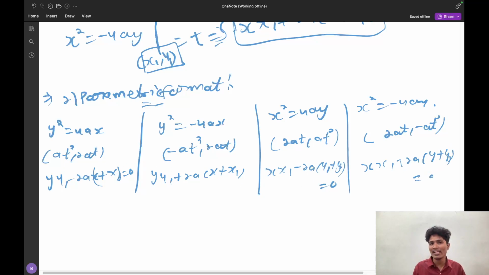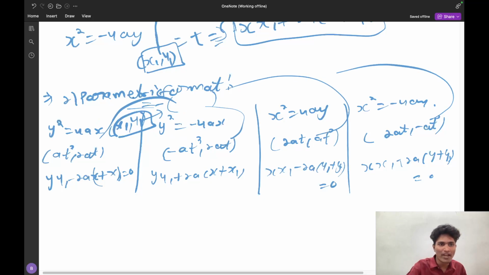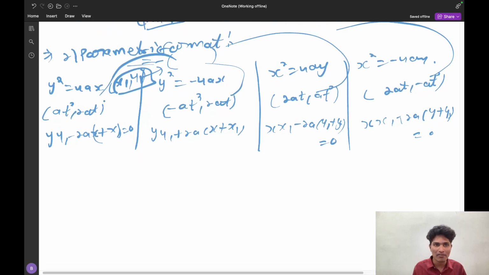But why did I write them here in the parametric form? Because there is only this change, that is x1 comma y1 is replaced now with the parametric coordinates of individual parabolas. Just replace with this one. Suppose in order to find the parametric form equation of y square equal to 4ax, just substitute x1 as at square, y1 as 2at.